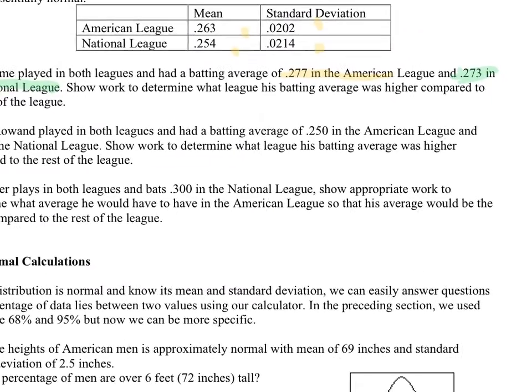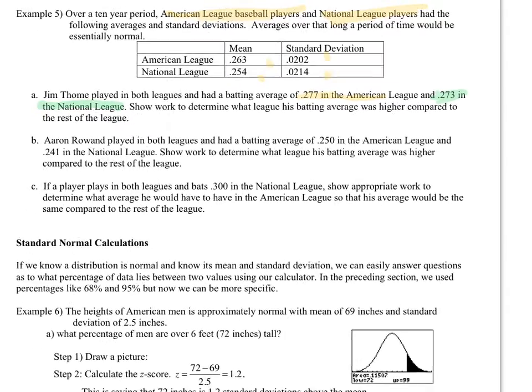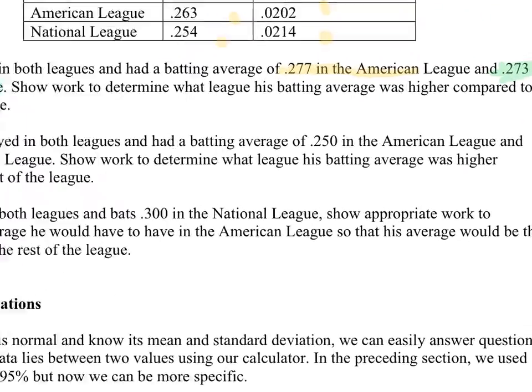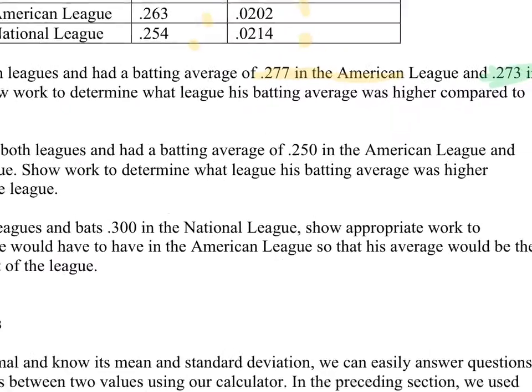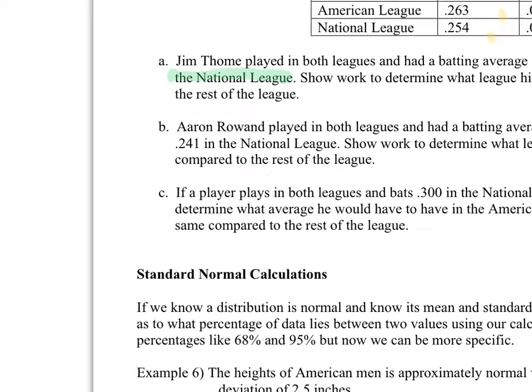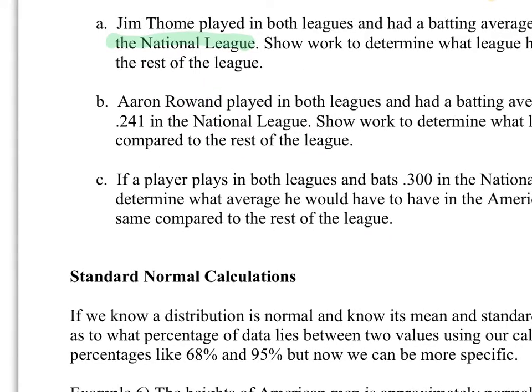Show work to determine what league his batting average was higher compared to the rest of that league. So it sure looks like he was a better player in the National League. But are there other variables? Yes. I'm sorry. If everybody gets the hall pass there. .277. No, he actually was better in the American League. Or was he? Maybe the National League had tougher pitchers. Maybe the players in the National League were slightly better than the players in the American League. The pitching really makes a difference in how you hit the ball. So let's do both. Let's normalize both of them.